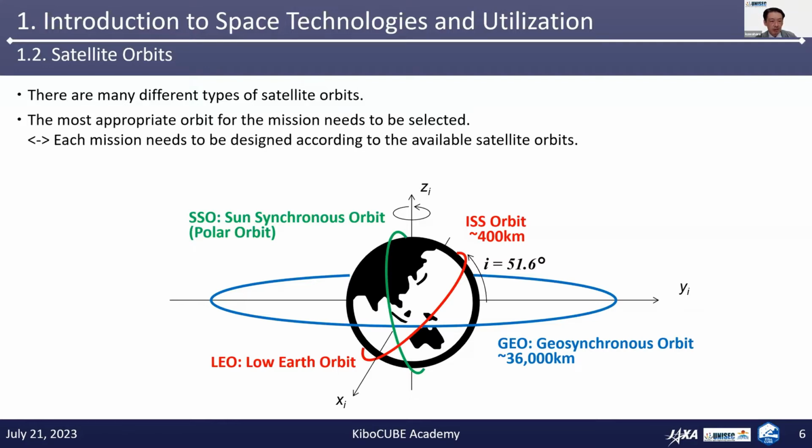Unlike the SSO, the sun illumination condition of the ISS orbit changes with time. So you need to consider several important effects on your satellites, such as power generation and thermal control. As indicated here, the most appropriate orbit for the mission needs to be selected. In other words, your mission needs to be designed according to the available satellite orbits. Practically speaking, if you utilize the satellite release opportunity from the ISS, your satellite needs to be designed in a way that it can survive in the ISS orbit for a long time period.